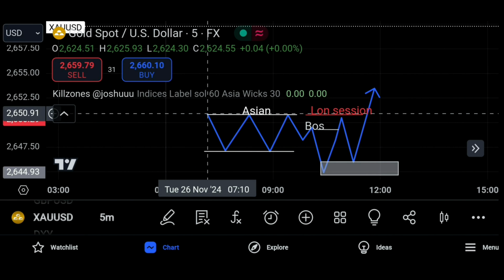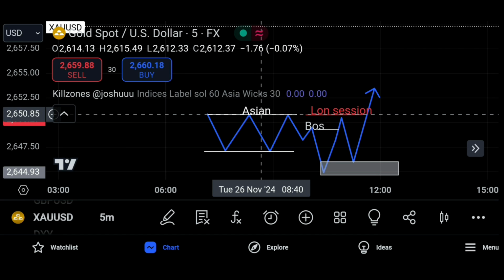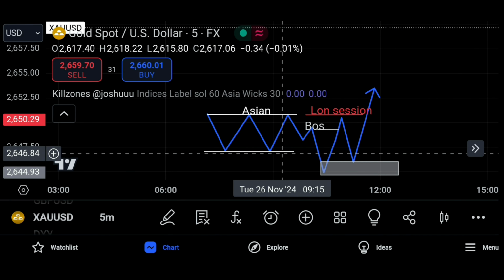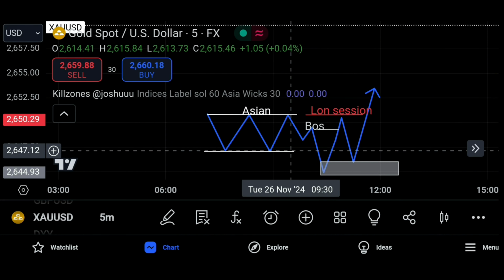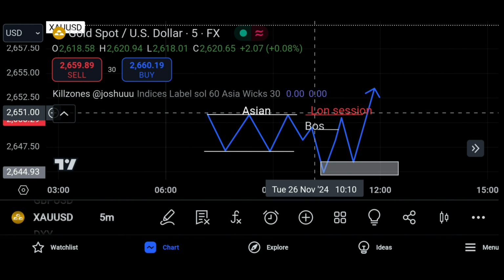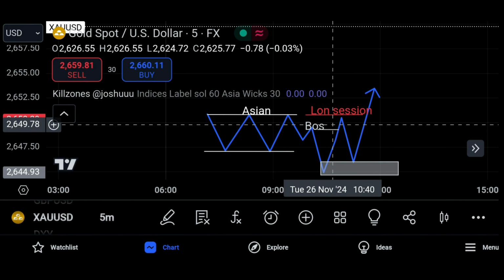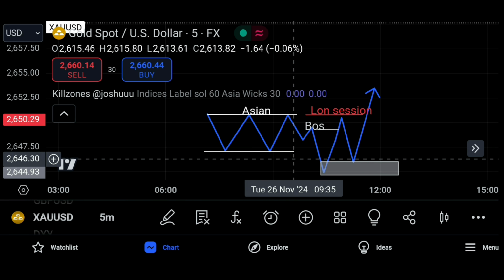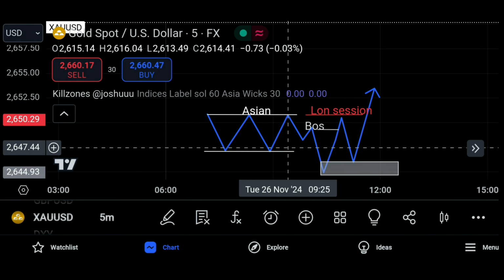From here, why I mark Asian, this white line, let's take this to be the Asian session. All right, and then the red line, the London session. So the strategy is simple, quite simple. It has specific rules to follow. You must pay attention to the rules. All right, so here is the logic behind it.